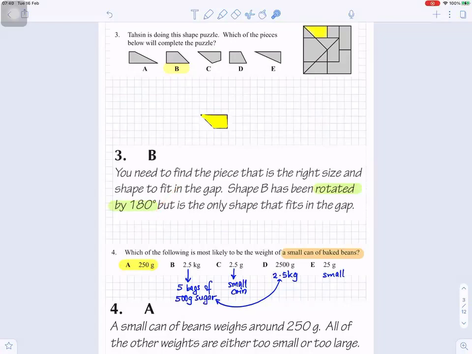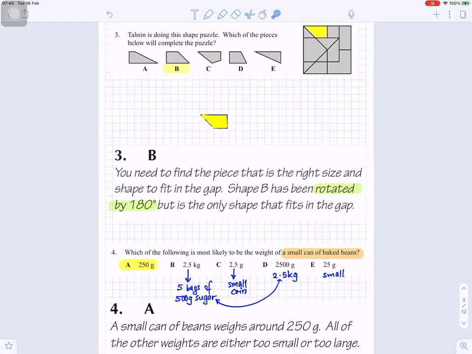Question number 4. Which of the following is most likely to be the weight of a small can of baked beans? The answer is 250 grams. 2.5 kilograms is like 5 bags of 500 gram sugar. You know the little bags of sugar, 5 of them. So that's too much, too big. 2.5 grams is like a small coin.